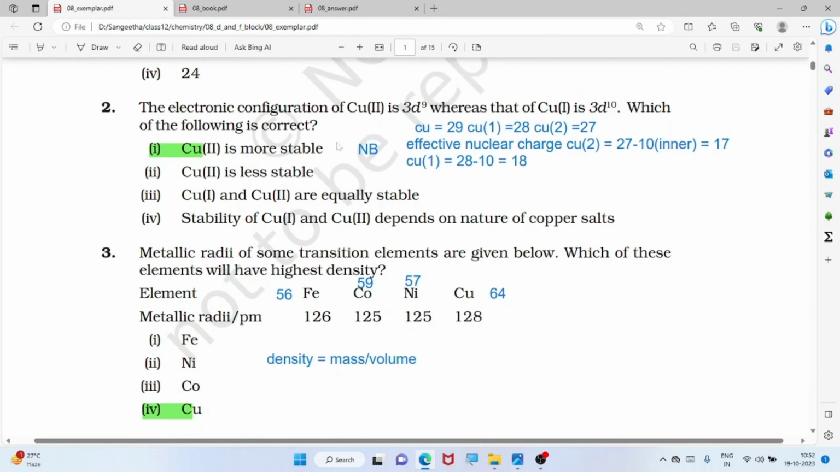The electronic configuration of copper 2 is given, whereas the electronic configuration of copper 1 is the following. Which is correct? Here copper has atomic number 29. Cu1, that is an oxidation state of 1, means it lost 1 electron, so it is 28. Cu2 is 27. The effective nuclear charge we have to take into account here.